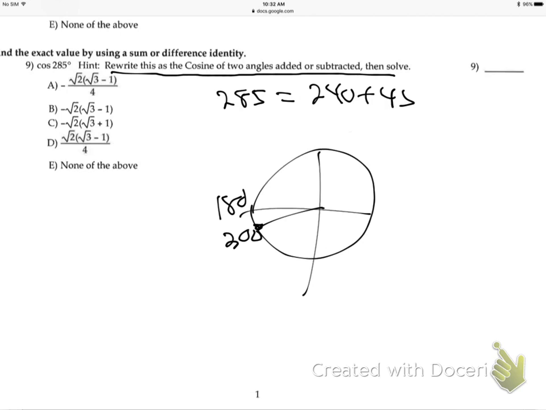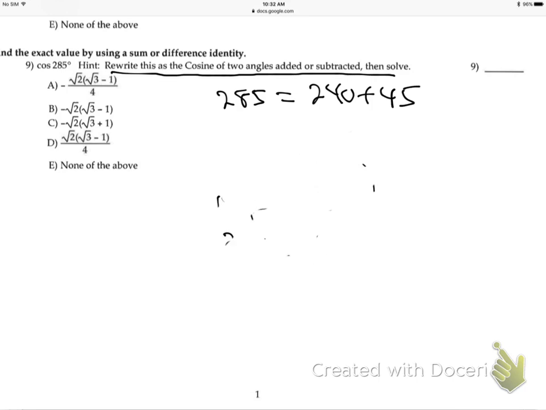240 and 45. Those are both memorized values, aren't they? There might be another pair. I couldn't think of another pair. But 225 and 60, oh, nice. That'll work too. Yeah, pick any two that are memorized values that add up to be 285, and that's great. Did everybody see why I'm picking those? Because 240 and 45 are memorized spots. All right, so what does that mean then? This is that the cosine of 285 is the cosine of 240 plus 45. And what's the cosine of a plus b formula?